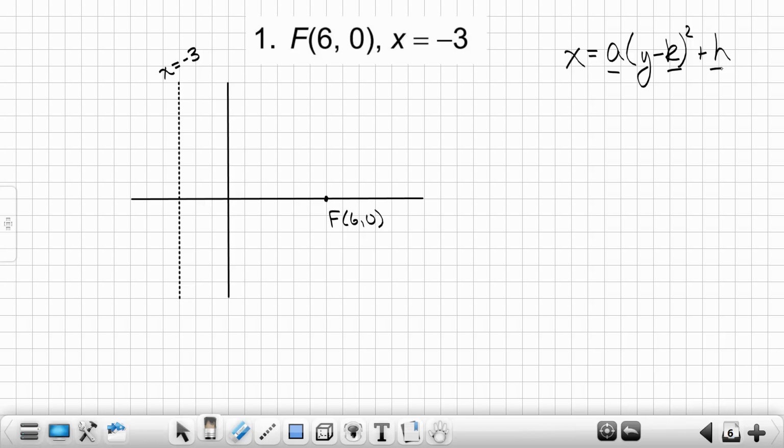So the vertex is going to be exactly halfway. So half of 9. Divided by 2, we're going to go 4.5. 1, 2, 3, 4.5 right there.